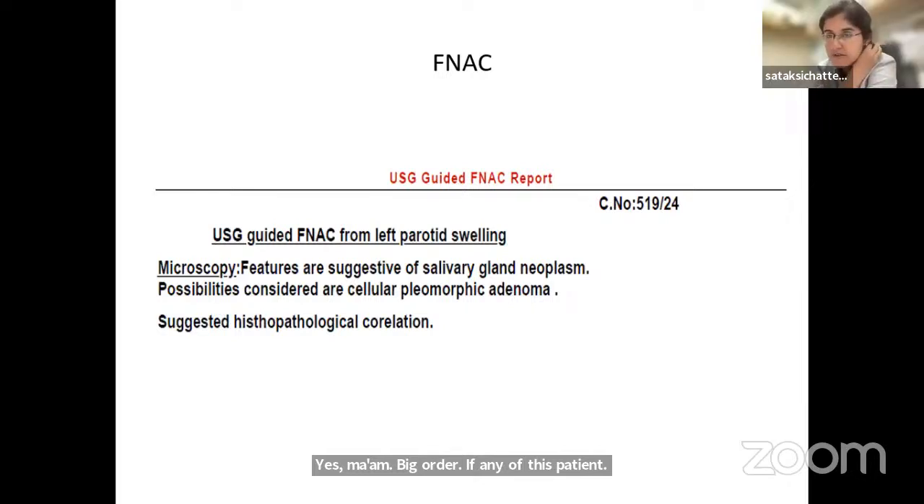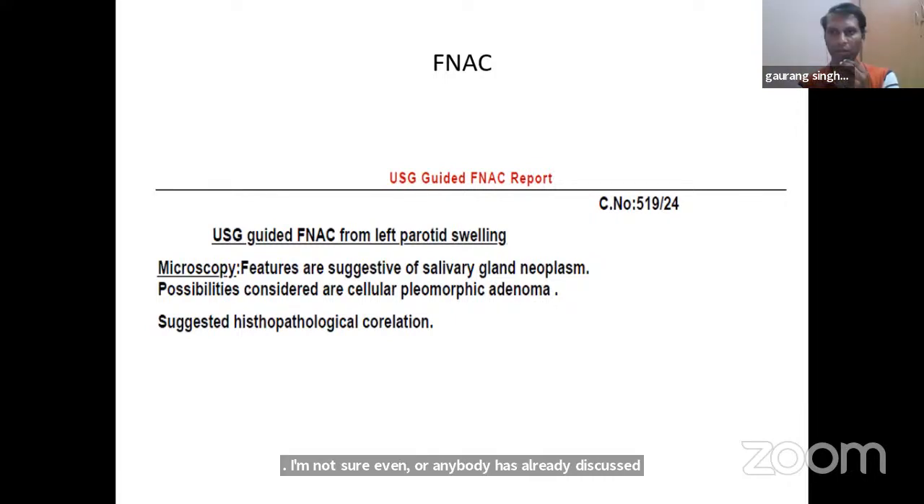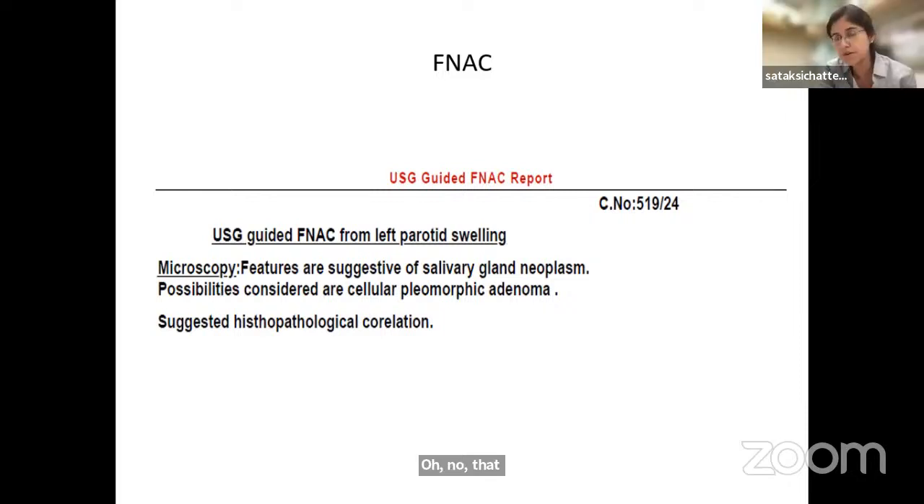Okay, so would you still like to go ahead with a limited superficial parotidectomy, or will you go ahead with a superficial or anything lesser? I'm not sure whether madam or anybody has already discussed this. No, it has not been discussed enough. So your tumor is in the parotid tail, 4 by 3 centimeter.